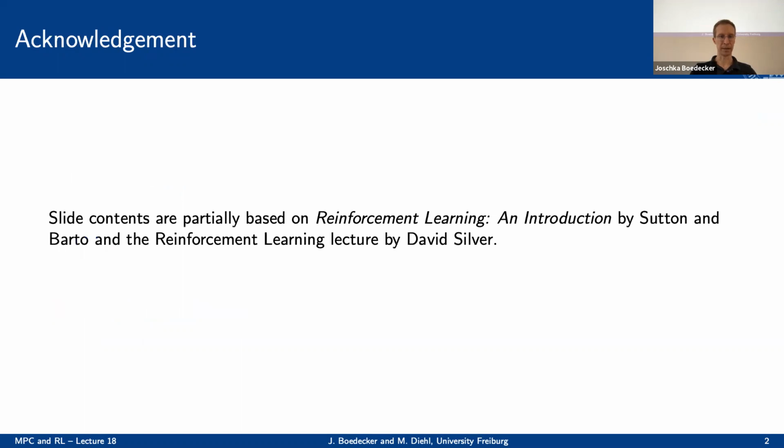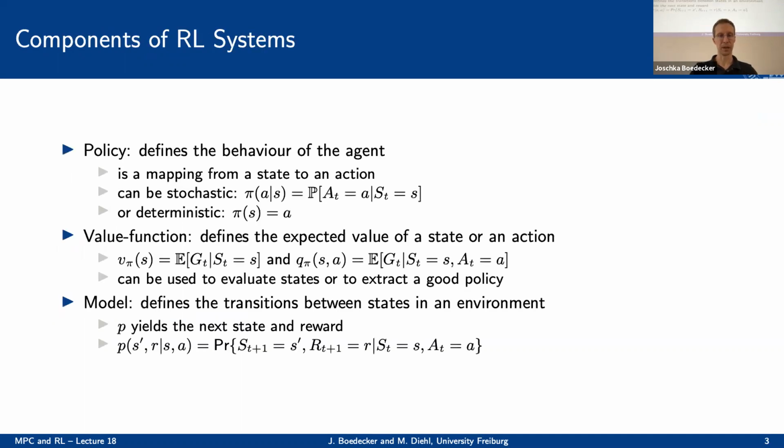Again, slide contents are heavily based on the Sutton and Barto book, and also some figures from David Silver. All right, let's remember real quick the components of an RL system. By now you're quite familiar with it, of course. We have the policy that can be stochastic or deterministic, maps from states to actions or action distribution. We have the value function that defines the expected value of being in a state and also taking a particular action in the case of a Q function. And now finally we'll address also models that we want to learn from data.